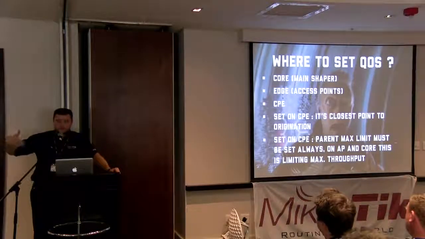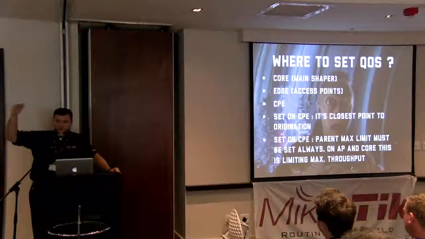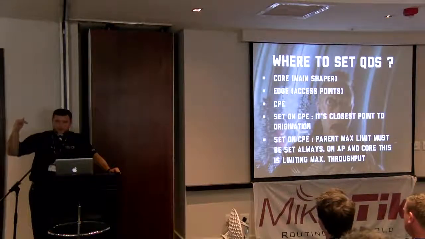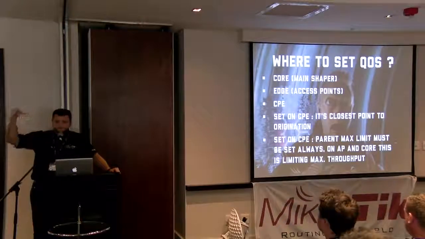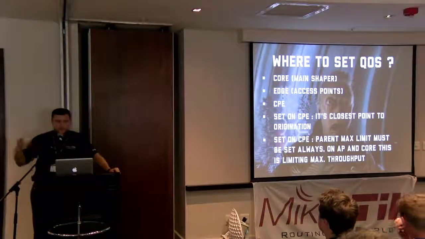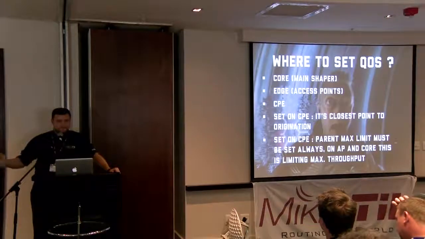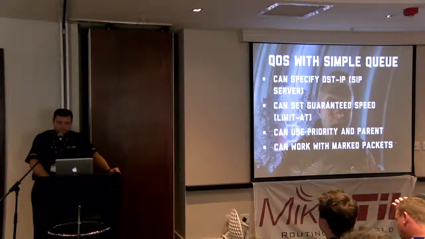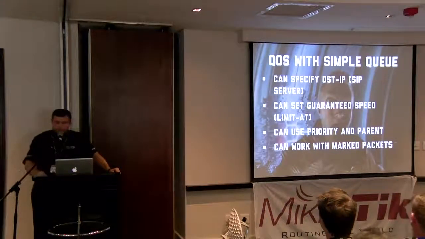So if we sell the client 10 megs, we will set up the parent to 10 megs on his CPE device, and under that parent we will put the rules that will say high priority for DNS traffic, high priority for voice traffic, dedicated bandwidth for voice traffic. That I suggest to use on CPE. But you can use it everywhere you want.